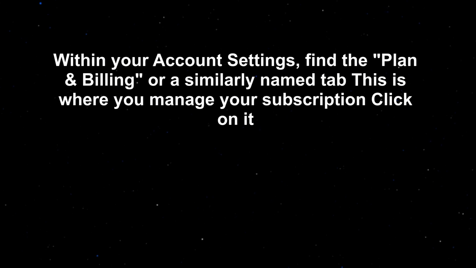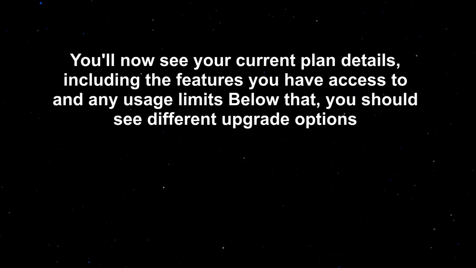Within your account settings, find the Plan and Billing or a similarly named tab. This is where you manage your subscription. Click on it. You'll now see your current plan details, including the features you have access to and any usage limits. Below that, you should see different upgrade options.